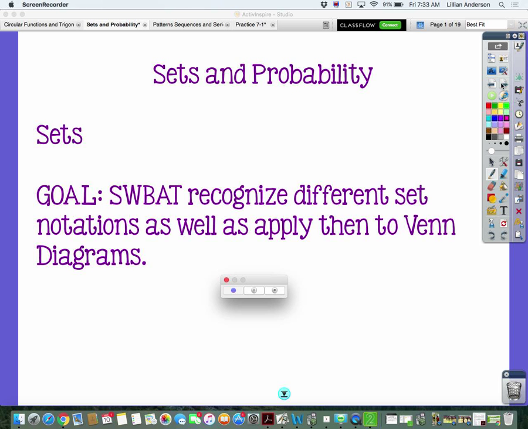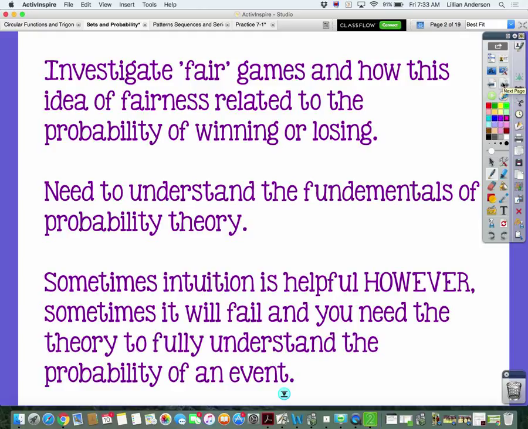And I think everybody remembers what a Venn diagram is, okay? But basically use sets and set notation to investigate fair games and how the idea of fairness relates to the probability of winning or losing. So when we actually get to probability, we might be looking at a situation where there's a game and you're trying to determine what's the probability of getting this particular type of hand if you're playing poker or anything like that. We'll look at different situations. And in order to determine these different probabilities, you're going to need to understand the fundamentals of probability theory.